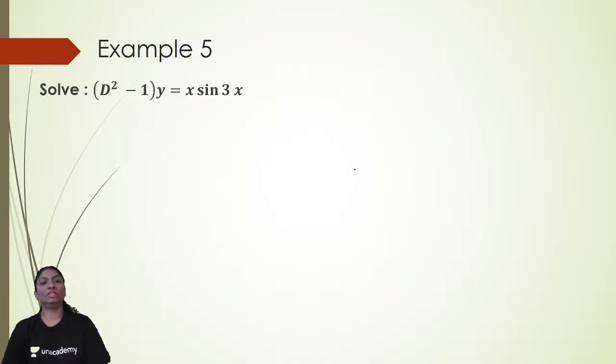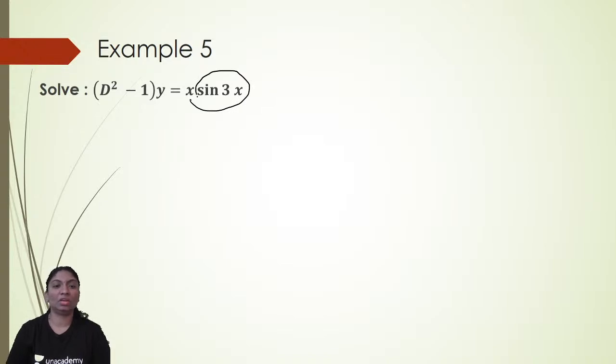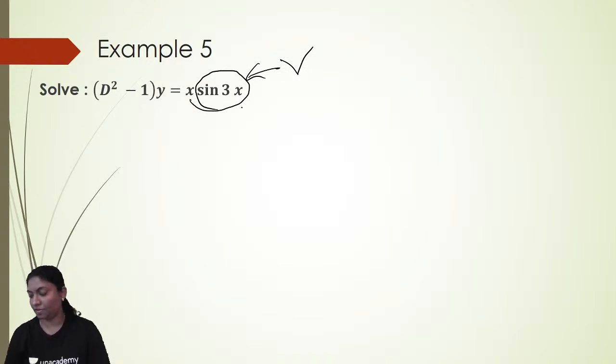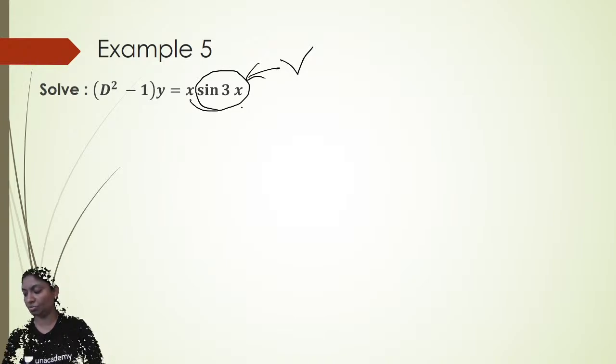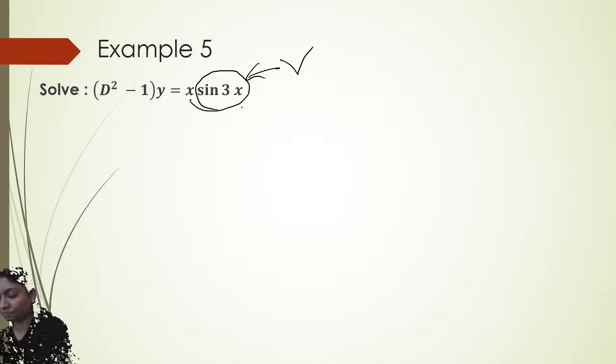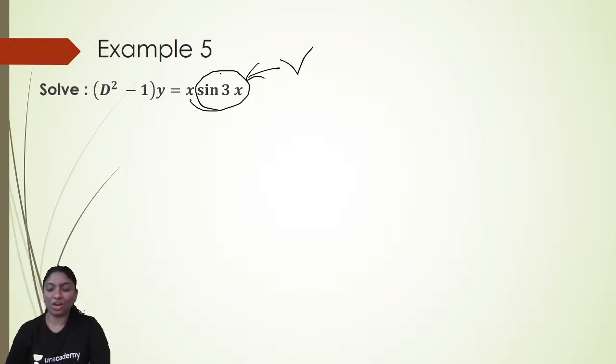First example of this type. d square minus 1 of y is equal to x into sine 3x. So here sine 3x is treated as v, x into v, where v is a function of x. Okay, so what is our first job? Our first job is to find out the yc. I hope you are clear here how to find the yc.